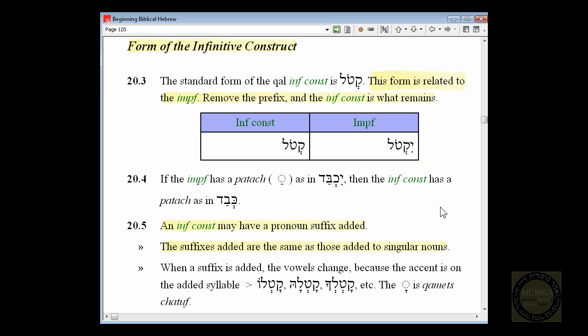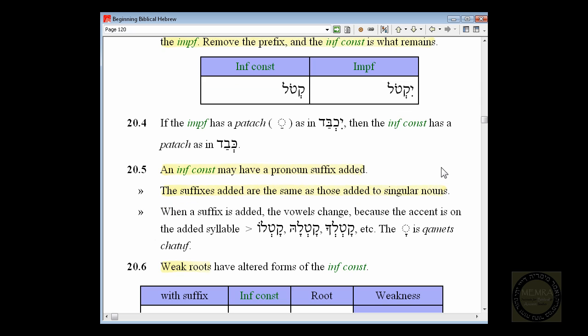Now, if we go down here, he talks about other vowels. For instance, if the imperfect has a patach, like here with yikbad, it's still going to be shva, but not cholem. It's going to stick with that A vowel. So whatever the imperfect form is, you take off the prefix, and that's what you're left with, so kebad. So this is one of the exceptions. Again, it's usually shva cholem, but with an A-class vowel in the imperfect, it's going to retain that A vowel.